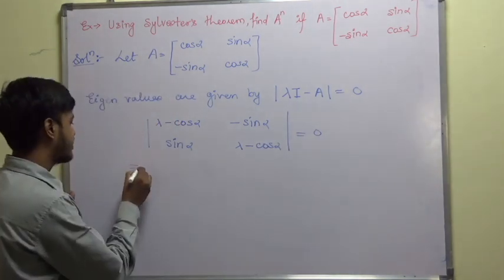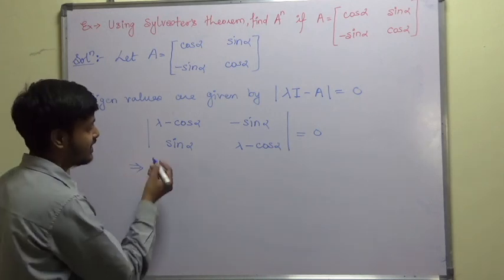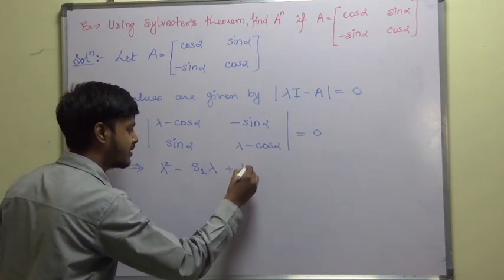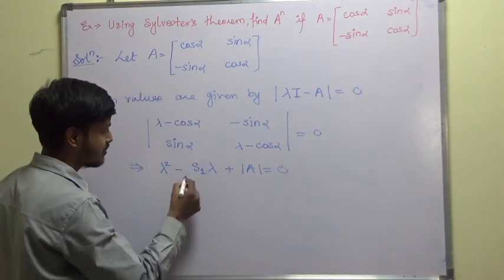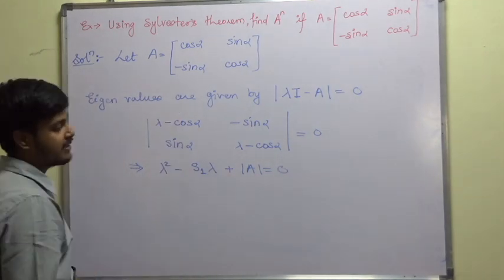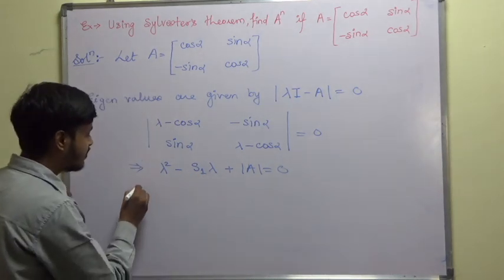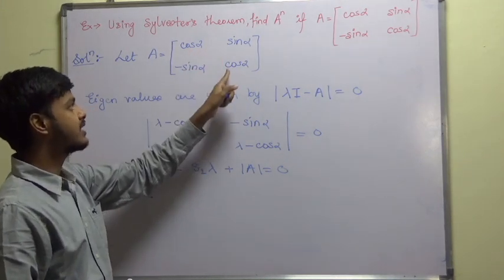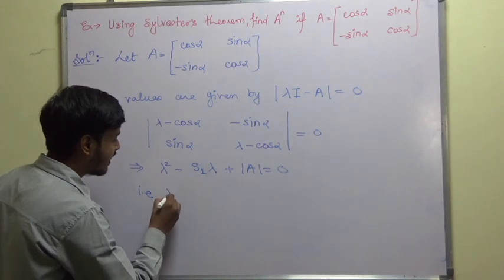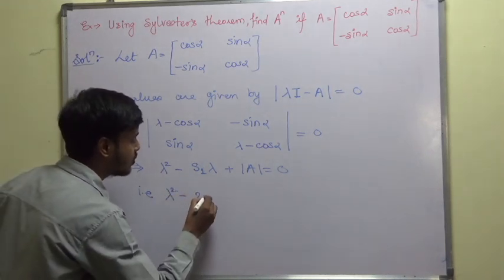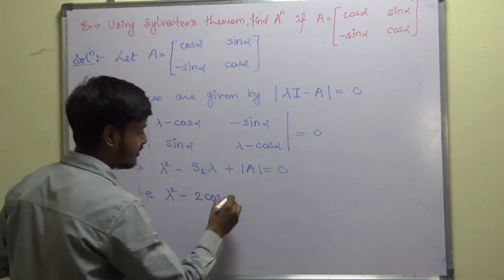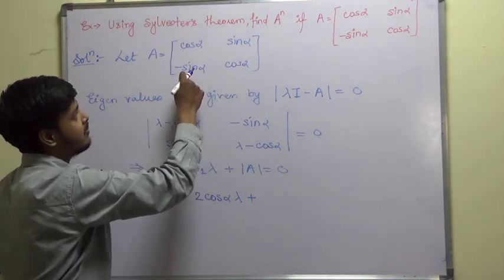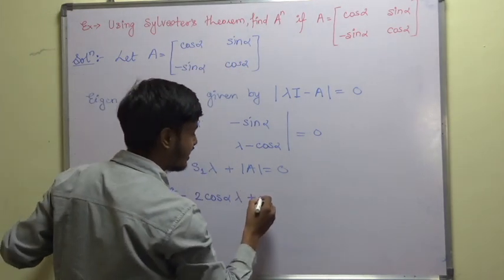Okay, now this is again a 2 by 2 matrix. So what we need to write down? We just need to write down lambda square minus S1 lambda plus determinant of A equal to 0, following plus, minus, plus, and if there are terms, minus. What is S1? S1 is nothing but the trace of the matrix. What is trace? Sum of the diagonal elements. So S1 is cos alpha plus cos alpha, that is 2 cos alpha. So you can write lambda square minus 2 cos alpha lambda plus, what is the determinant? Cos into cos, cos square alpha minus plus sin square alpha. So we are getting cos square alpha.